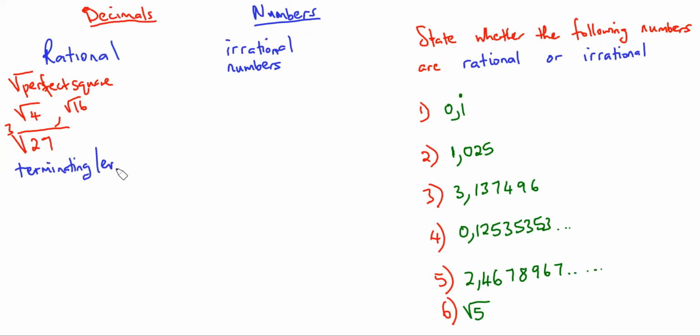Terminating, they do end. For example, here we can have 0.25. 0.25 is a terminating decimal, so we consider it as a rational.